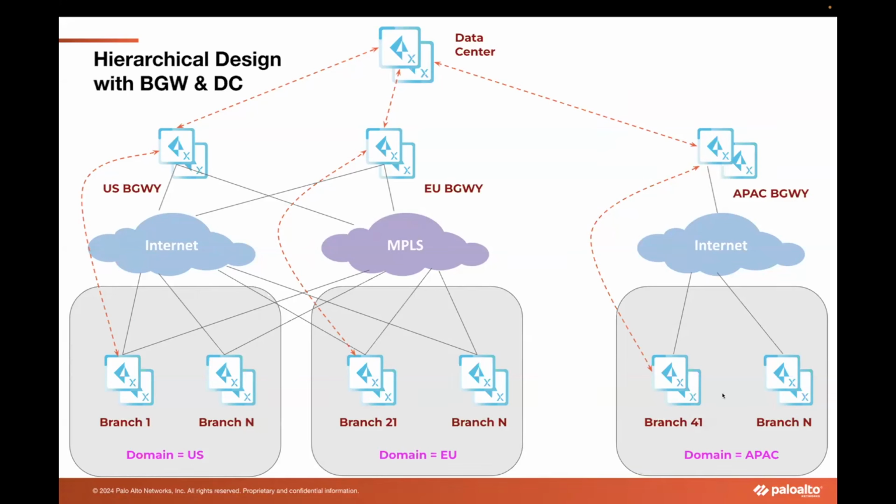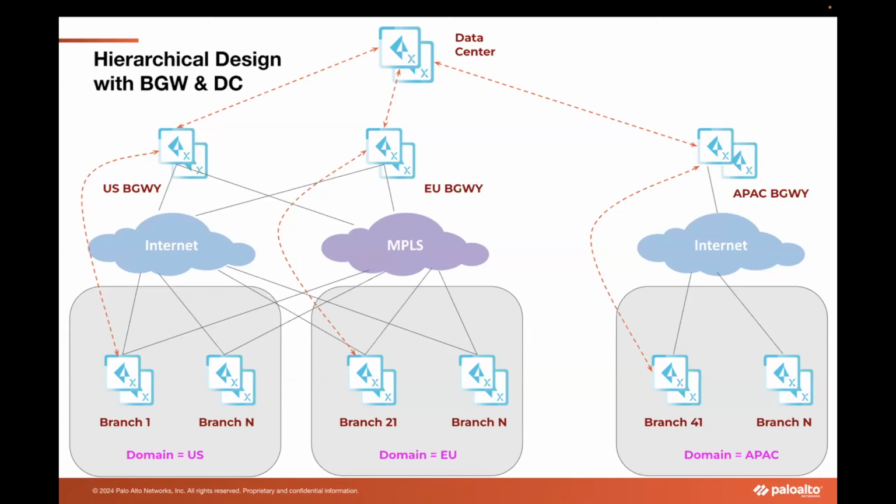Same thing for APAC, right? Now, this way, you're controlling that the traffic going from the US branches will always go to the US branch gateway before they transit anywhere else. Now, for the US branch to talk to the EU branch, you have two options. One is you can build a tunnel between these two branch gateways and have that be a connectivity point, kind of like a DCI scenario.